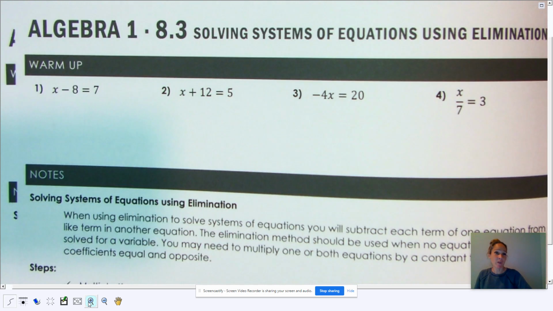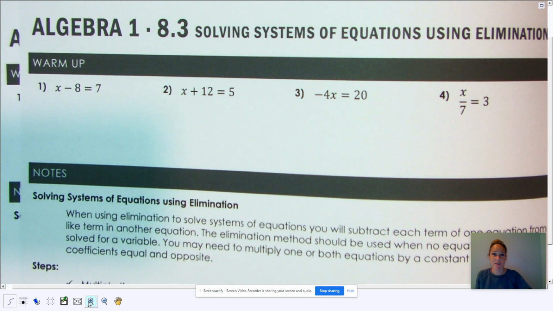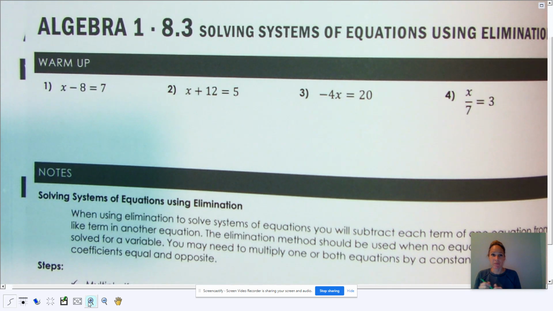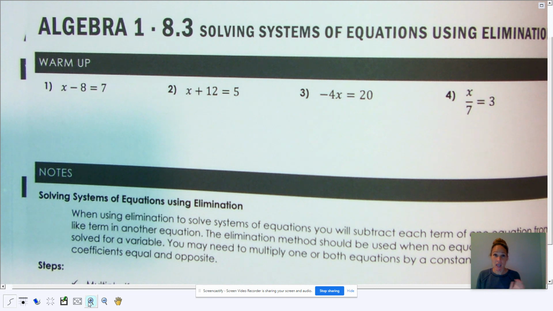Hi you guys, this is Mrs. Bolin here with your notes for section 8.3, where we're going to be learning how to solve systems of equations using elimination. So much like what we did yesterday, we're going to be solving using algebra, but this is a little bit different strategy and one that you guys might like better, you might like worse, just another tool for your tool belt, you guys.